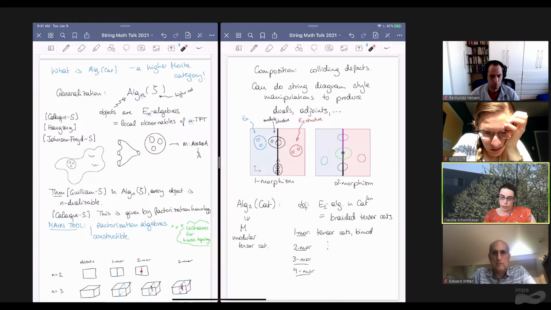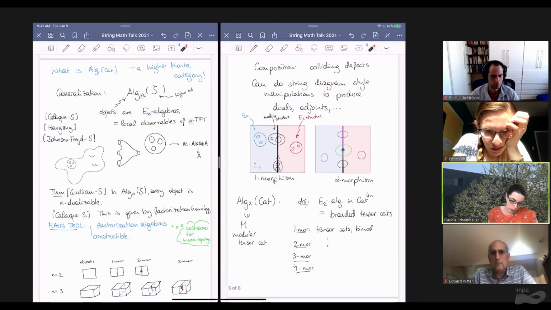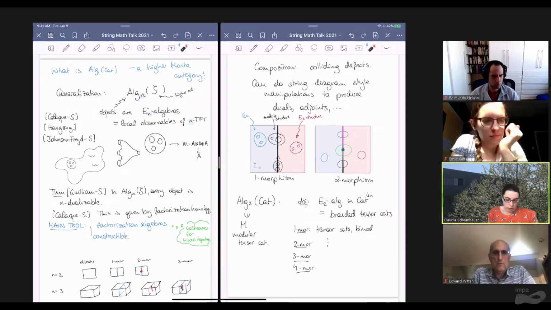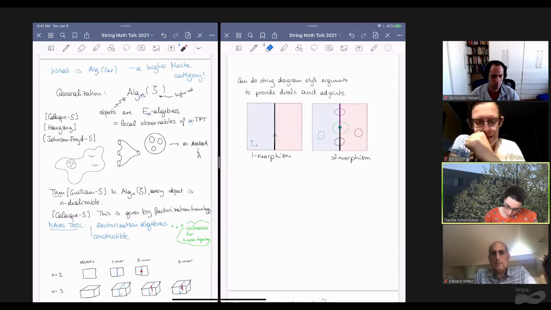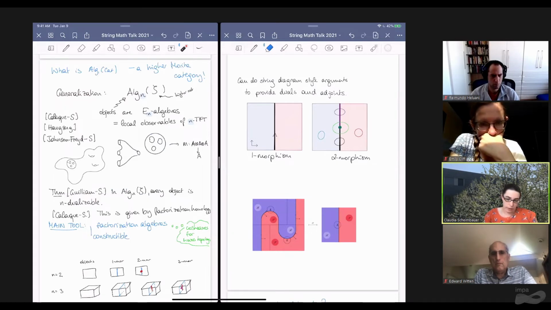Okay, so what about those string diagrams? I will just show you a picture of how one would go about proving a theorem like this. The theorem says that every object is endualizable. Well, I didn't tell you what endualizable means, but hopefully you can still appreciate that it has something to do with string diagrams. So the main picture is this one. We want to show that this one morphism has what's called an adjoint. This adjoint now should look the other way around. It should go from red to blue.